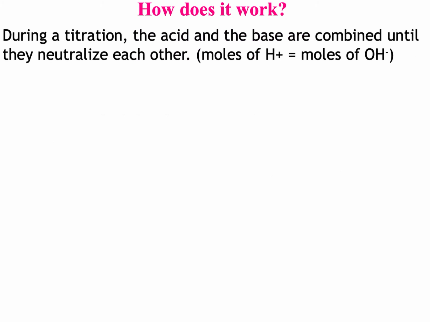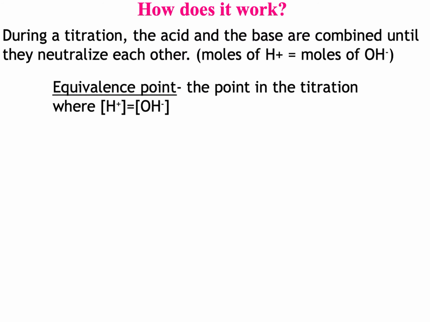Okay, so how does it work? How do we know when to stop? That's where yesterday's lesson comes into play. You want the moles of H plus to equal the moles of OH minus, because that's what a neutralization is. It's the balancing out of your H plus and your OH minus to make a neutral, or pH 7, solution. So there's this point where H plus equals OH minus, which we call the equivalence point. And all the equivalence point means is that you're at a pH of 7.